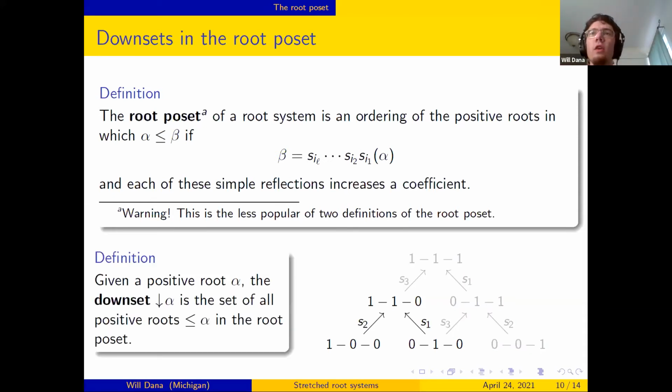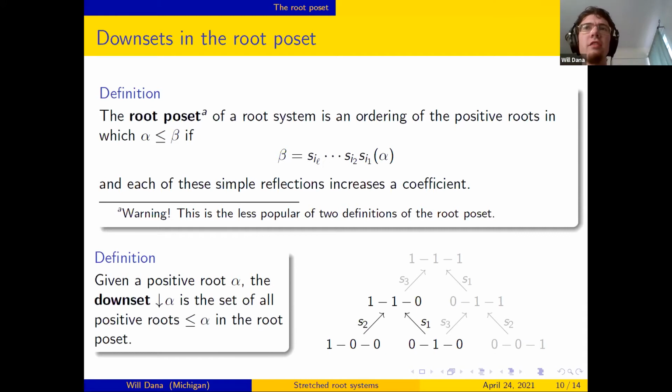And one nice way of carving out chunks of the root poset to study, in general, like I've been showing finite examples, in general, the root poset is going to be horrendously infinite. But one way of carving off nice chunks to study is to look at the downsets in the root poset, where I just fix a root alpha and I look at all of the positive roots in the root poset which are less than or equal to alpha.